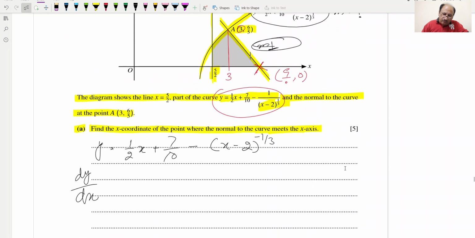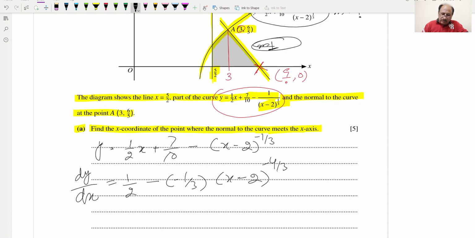Now first of all we will take the derivative. The derivative of 1 by 2x will be 1 by 2, and the derivative of 7 by 10 will be 0, and minus 1 by 3 into x minus 2 raised to the power minus 1 by 3 minus 1, which will be minus 4 by 3, and this will basically be the derivative.